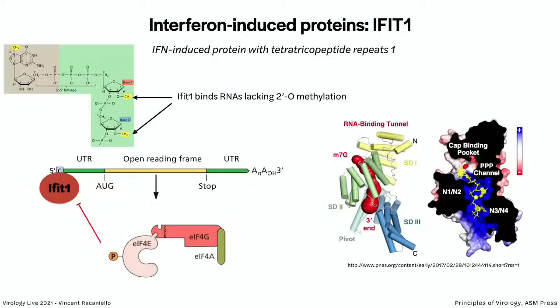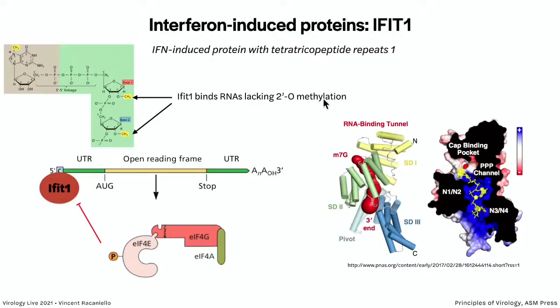Another one is IFIT, interferon-induced protein with tetratricopeptide repeats. IFIT-1, that's what IFIT stands for. Tetratricopeptide is a kind of protein amino acid repeat. IFIT-1 binds RNAs lacking 2'-O-methylation. And you may be saying, what the hell is 2'-O-methylation? And I will tell you, we did talk about it, but we'll go over it again.